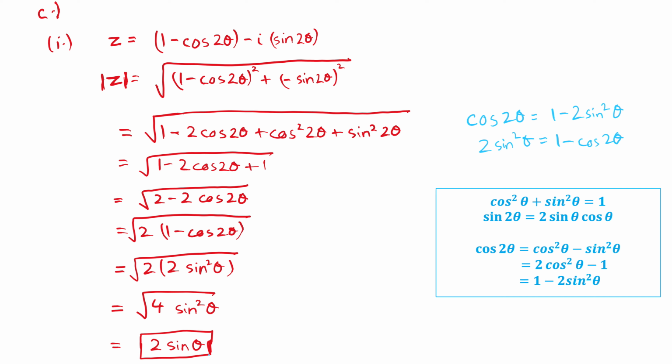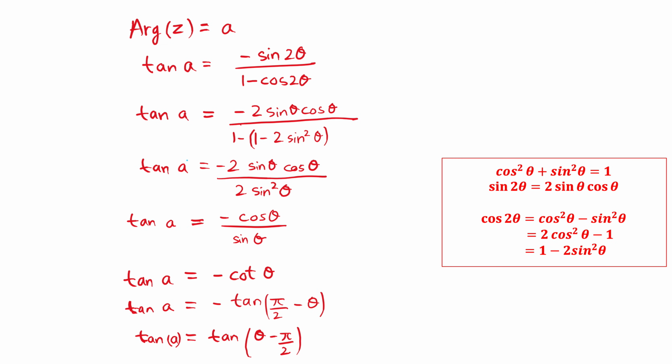And now to find the argument, what I've done is I have let the argument of z equal a. So tan a is equal to the imaginary part, negative sin 2 theta, upon the real part, 1 minus cos 2 theta. That is how we find the argument of a complex number which is in rectangular or Cartesian form.